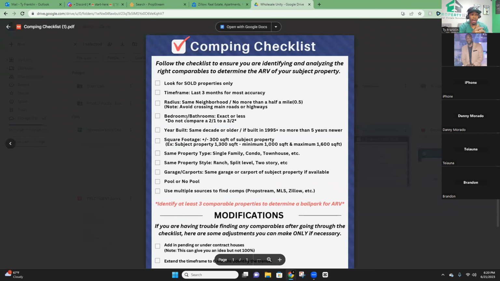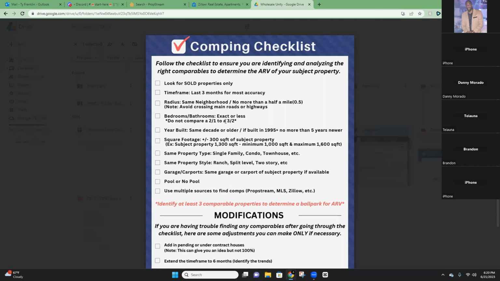Next, bedrooms and bathrooms, right? You want to look for properties that have the exact same bedrooms and bathrooms or less, right? It says here, do not compare a 2-1, a 2-bed, 1-bath, to a 3-2, a 3-bed, 2-bath, right? Because obviously the 3-2 is going to be more than the 2-1, right? So if anything, you want to compare down, right?